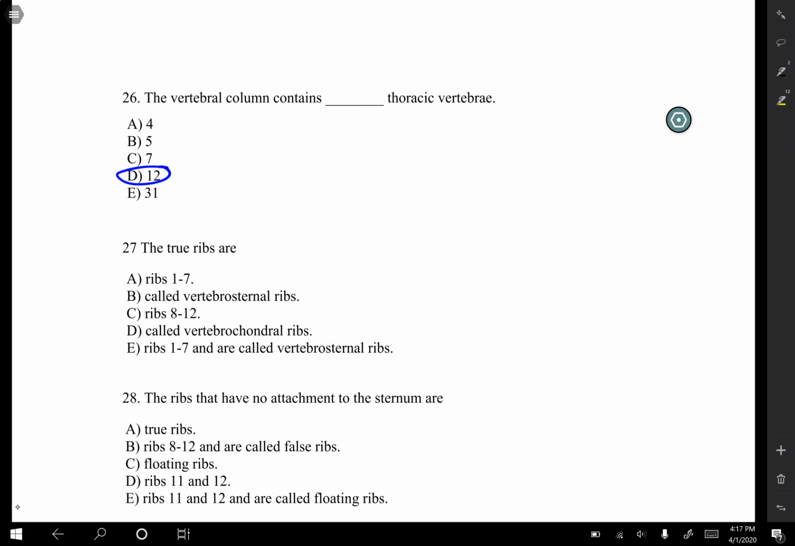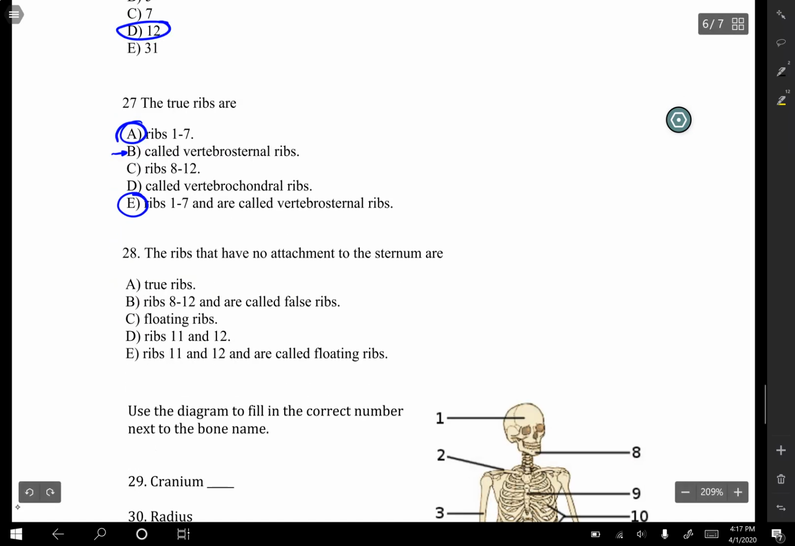Your true ribs here, I took 2 answers on this, so technically nobody would have picked up B, so that's why I didn't count that one. But most of you picked A, which is great, but the answer there is actually E. But again, they're both right, so I took both of them on that. The ribs that have no attachment to the sternum, ribs 11 and 12, are called floating ribs. So 8 to 12 are called false ribs, which is fine, but yeah, this one's kind of crappy too, but E's the answer there.